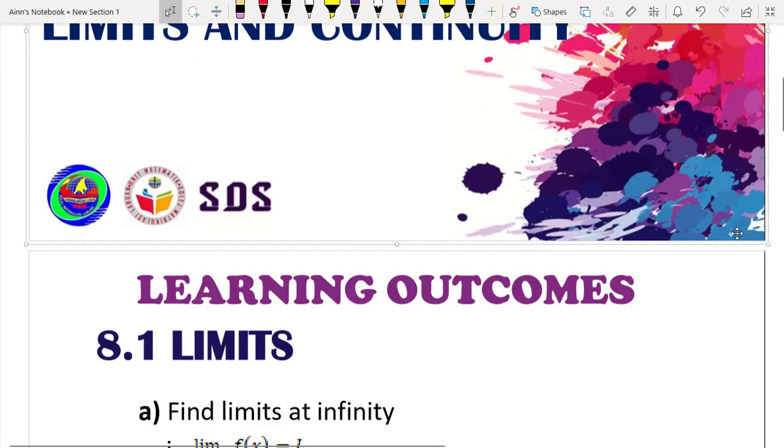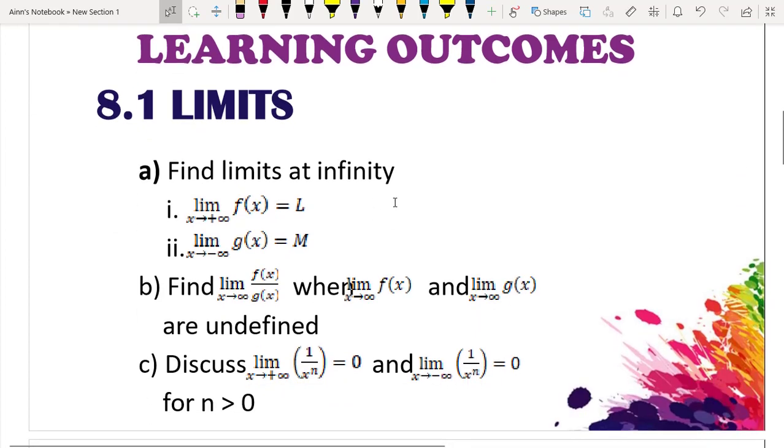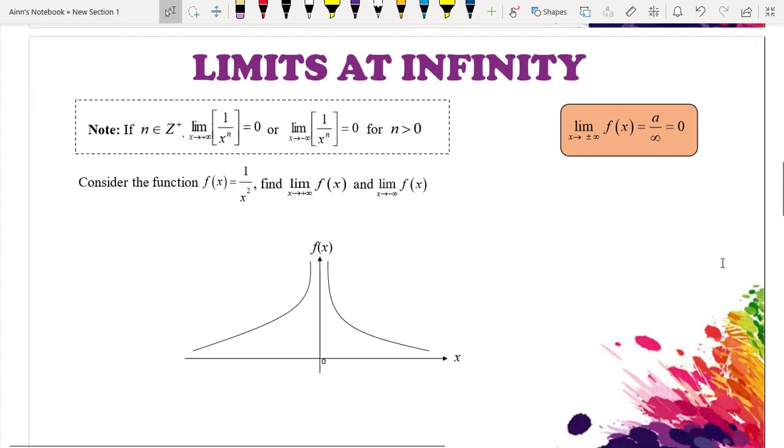Hi. In this video, we will learn about 8.1, finding limits at infinity. So what is a limit at infinity? A limit at infinity is when x approaches positive or negative infinity.